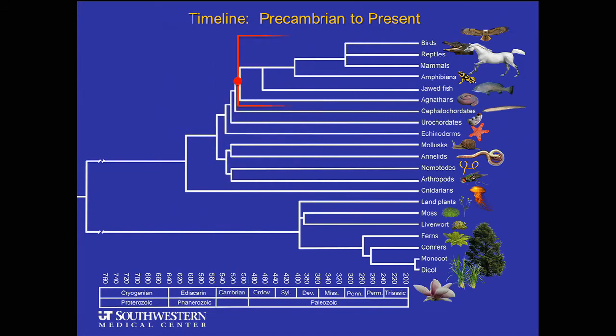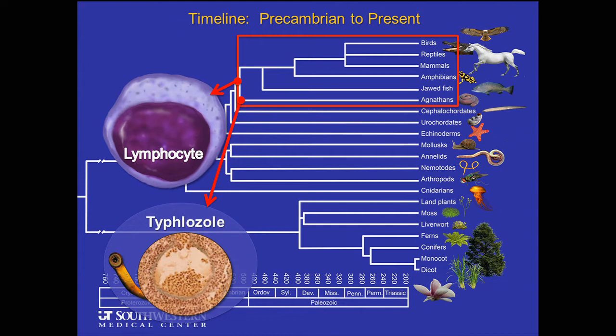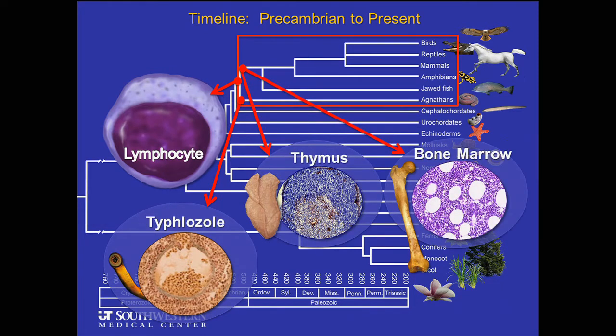But of great interest, in the late Cambrian period, there evolved a new kind of cell that was passed down at least to a lot of the vertebrates that live today, and this cell is the lymphocyte. The lymphocyte took origin in different structures. In jawless fish, we see that lymphocytes originate in the typhlosole and in gills. We see in mammals that the thymus and bone marrow are the source of these cells.